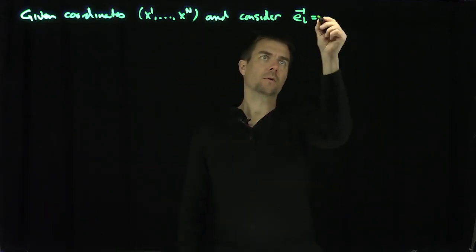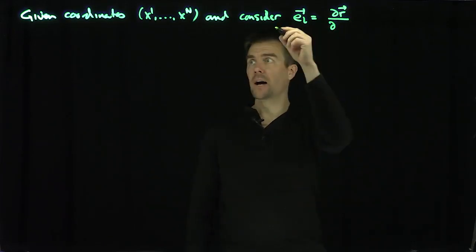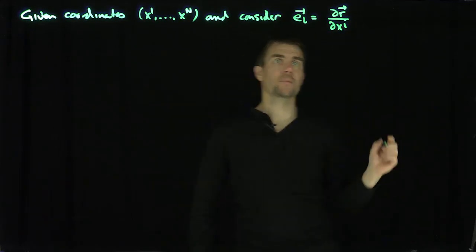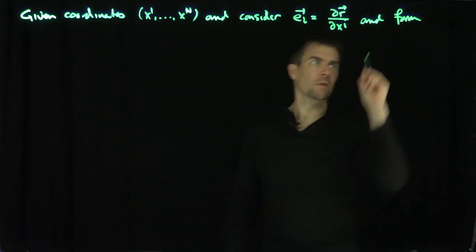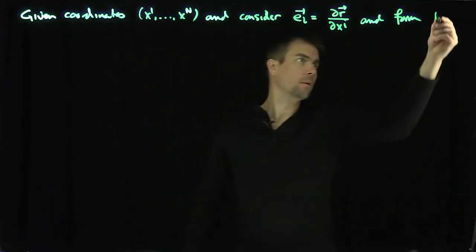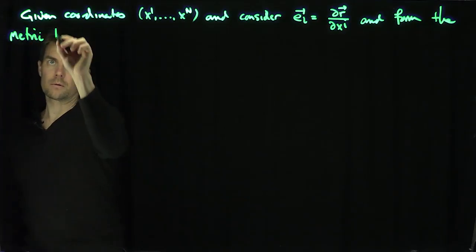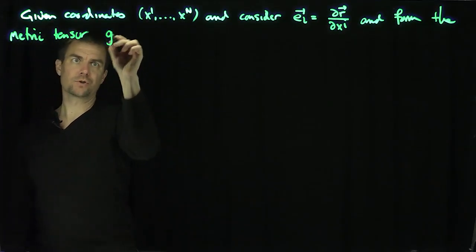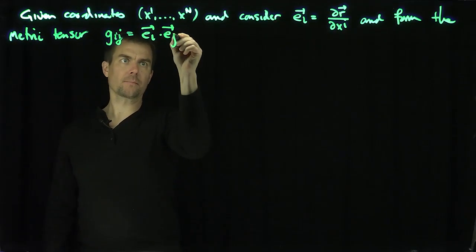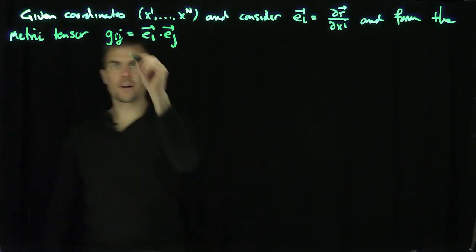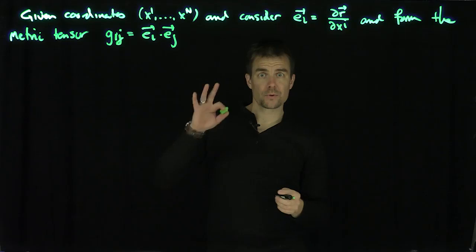Then consider e_i, which is dr, the position vector field on Euclidean space, with respect to the xi coordinate. And then form the metric tensor g_ij, the Riemannian metric tensor, which is just e_i dot e_j. Excellent. That's a two covariant tensor. And now of course we want to try to relate this to the Christoffel symbols.